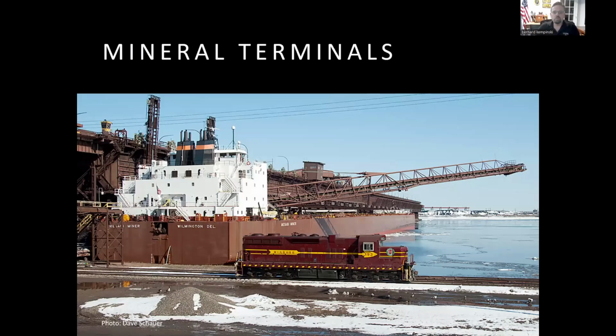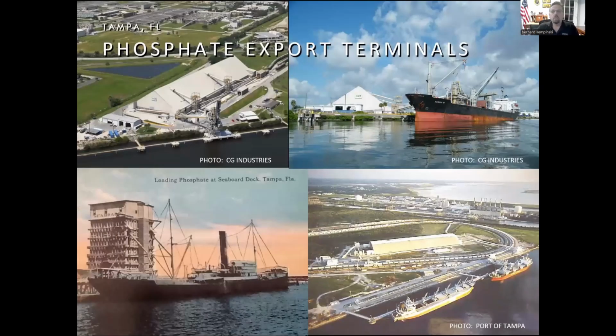Another area where we see trains and boats come together are the mineral terminals on the Great Lakes and on the coast of Florida, where they export a lot of phosphate. I have never seen anyone model these facilities. I think it would be really cool, particularly if you did it back in an older era where the ships weren't quite so big. That would be tough to model a big loop like that.